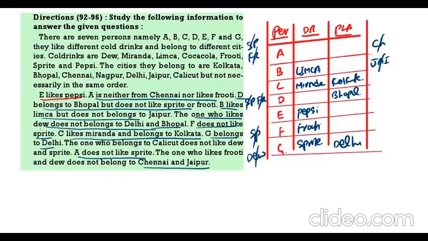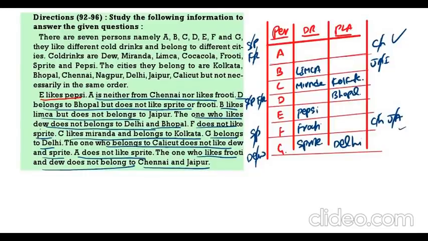Fruity is not Chennai or Jaipur. Now A does not like Chennai, F does not like Chennai. The one who belongs to Calicut does not drink Sprite and Fruity. Calicut does not like Dew. So the one who likes Calicut does not like Dew. The one who likes Fruity and Dew does not belong to Chennai and Jaipur.